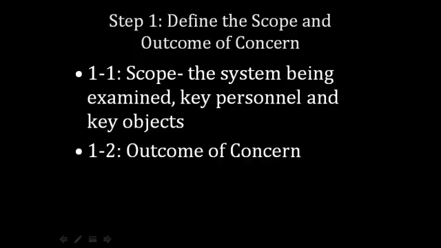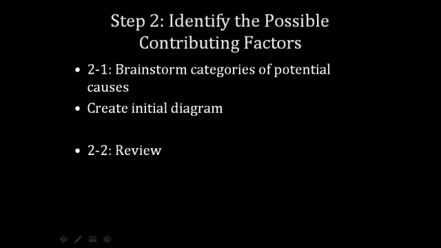This is the outcome that we want to avoid, and the cornerstone for the brainstorming that takes place in the next step. Draw an arrow from left to right, pointing at the box with the outcome of concern. Next, brainstorm categories of potential causes for that outcome. Popular categories include management, manpower, machines, and materials, also known as the 4 M's.